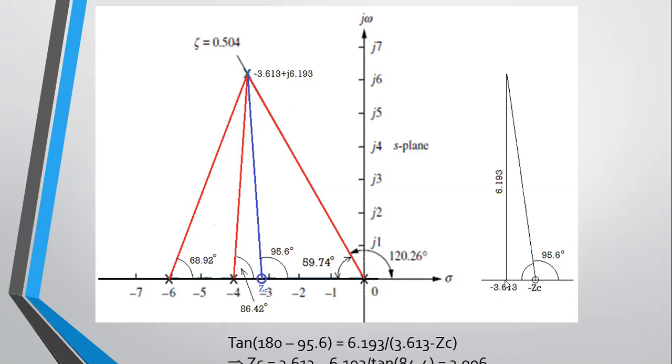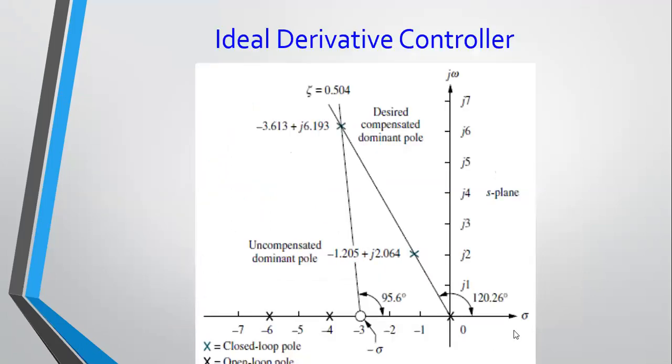So you can simply calculate the distance here. Tan of this angle, tan of 180 minus 95.6 degrees, is the opposite 6.193 over the distance here. Again, we're not considering signs here. The distance is simply 3.613 minus ZC. That's the distance that we have here. If you solve for ZC from this equation, we get 3.006. So ZC here is 3.006. It means the position of the zero you're adding is minus 3.006. So this is what's shown here. If you were to add a zero at this point, your root locus would now go through this point.